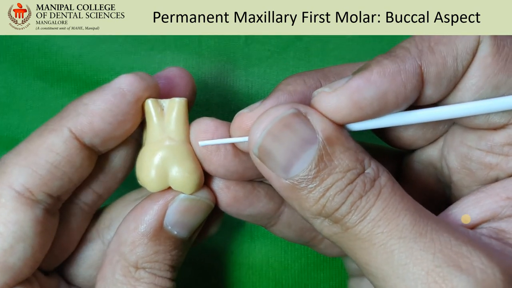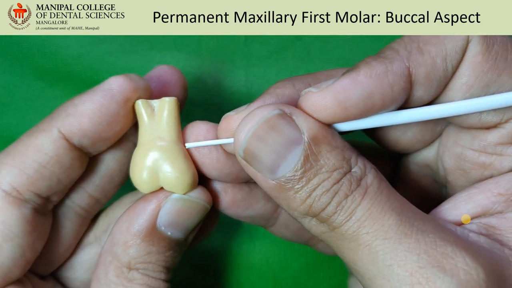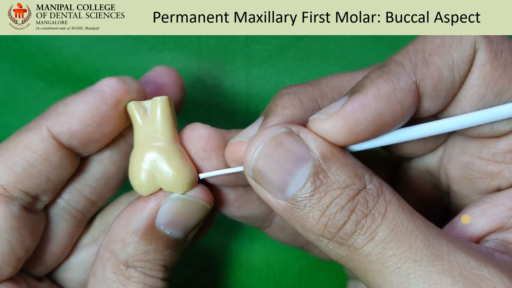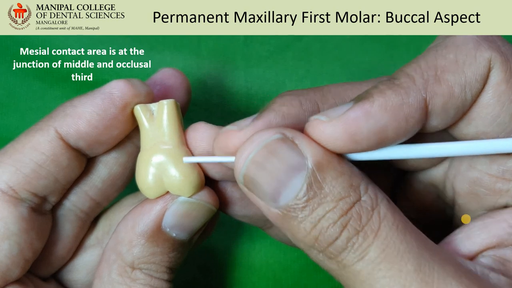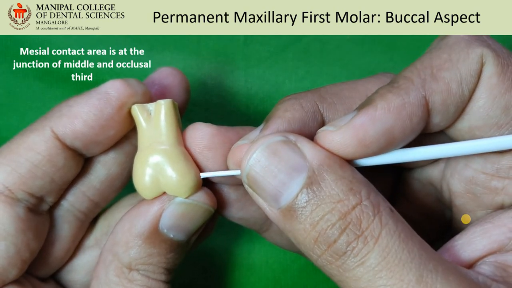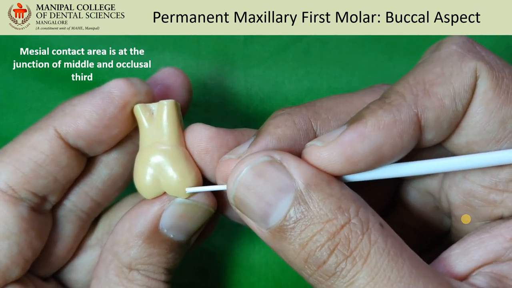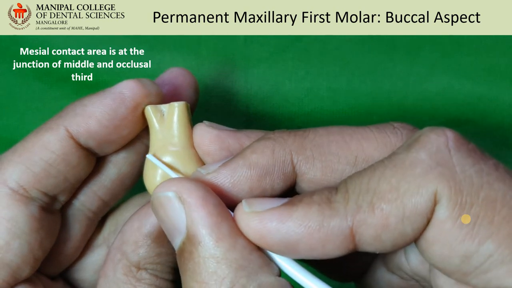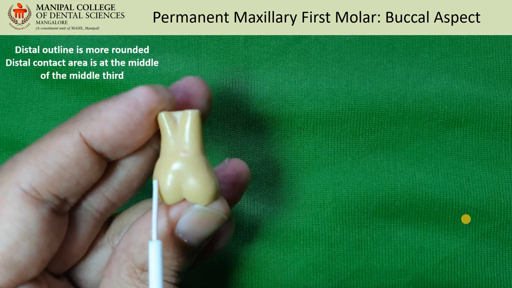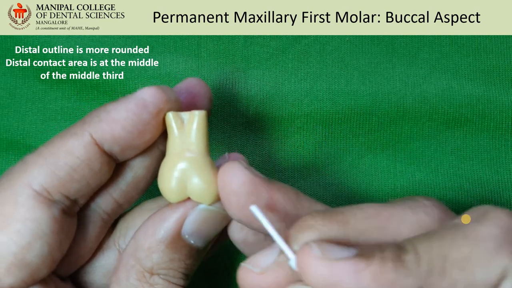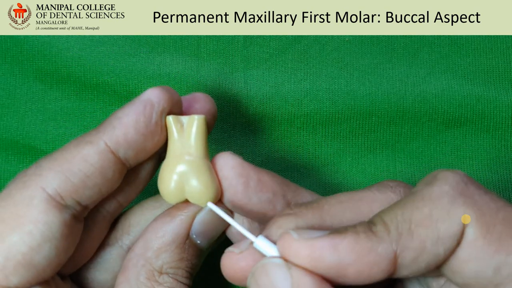The mesial outline of this tooth is straight from the cervical portion till the contact area. The contact point is 2/3 the cervico-occlusal width, so at the junction of the middle and the occlusal third. The distal outline, on the other hand, is rounded and the contact point is at the middle of the middle third. Let's describe the cusps.